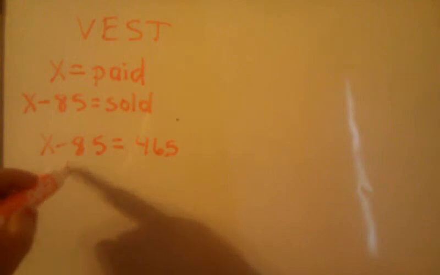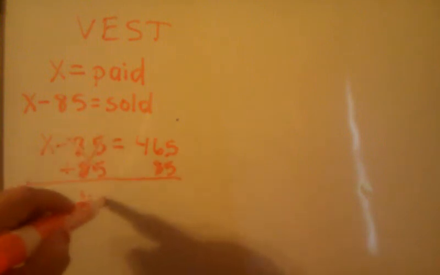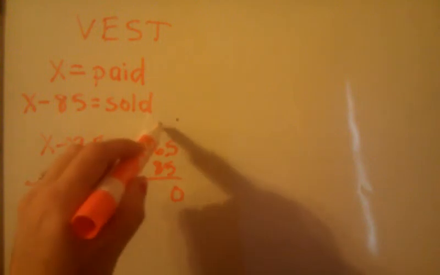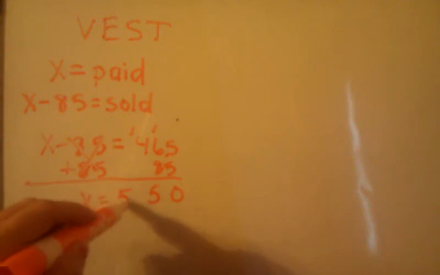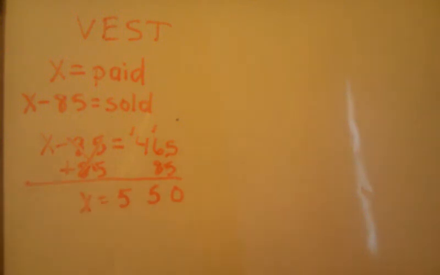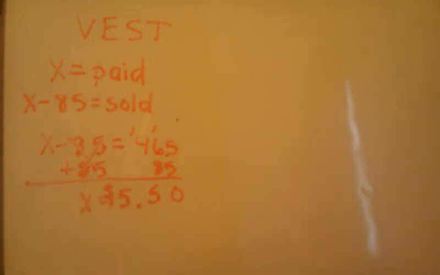Okay. I have to add. These cancel out. X equals 5 plus 5 is 10. 7 plus 8 is 15. 5. Now in my answer I'm going to have to put the decimal point back. My answer is $5.50. If taking the decimals out confuses you, just leave them in there and do it. But you should have come up with $5.50.